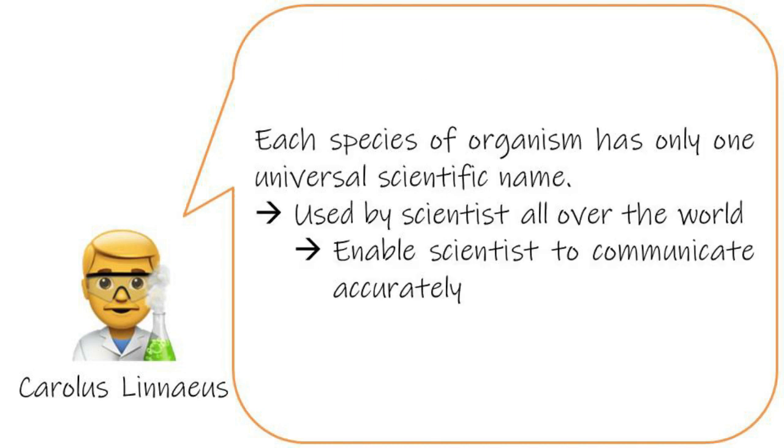Each species of organism has only one scientific name which is universal, meaning used by scientists all over the world. This enables scientists to communicate accurately because different common names may be used for the same species in different places. For example, some people call the koala a bear, although it is not a member of the bear family.